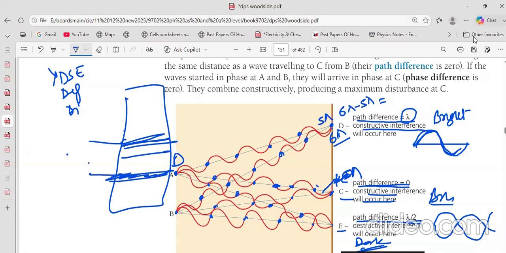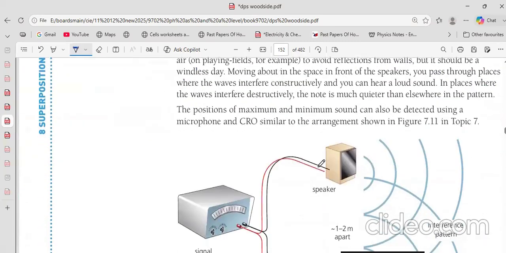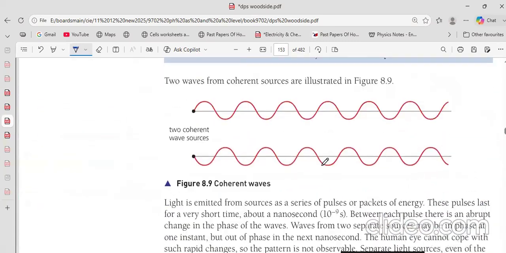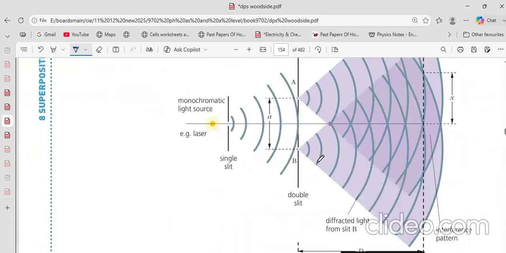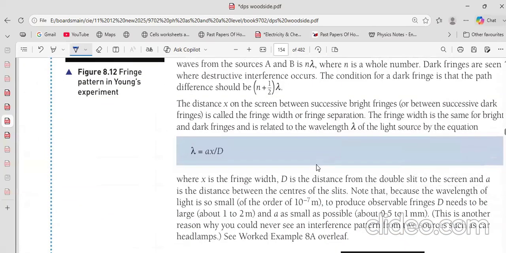And that can be related to the gap between the slits and the lambda by this formula. Here lambda is the wavelength, d is the gap between the slits, x is the fringe width, and D is the distance to the screen. So this is YDSE.